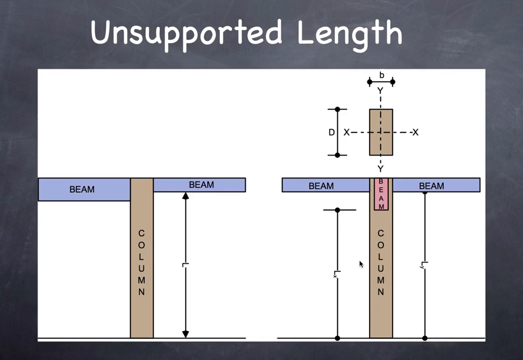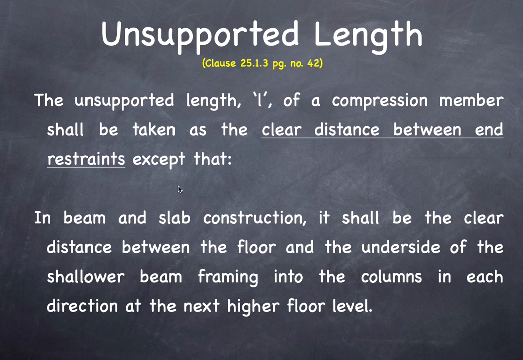Now what is this? Let us consider this. This is a column we have. A beam on one side has this depth and a beam on the other side has this depth. Now what is the code saying?